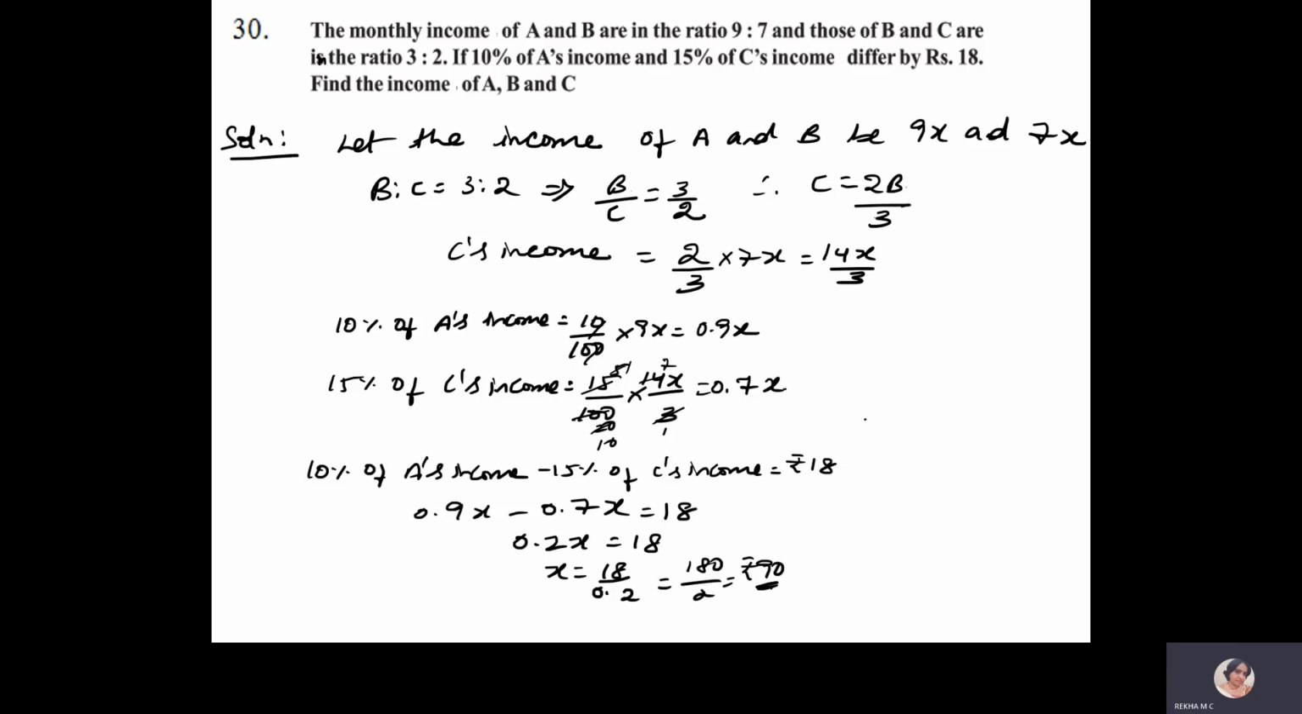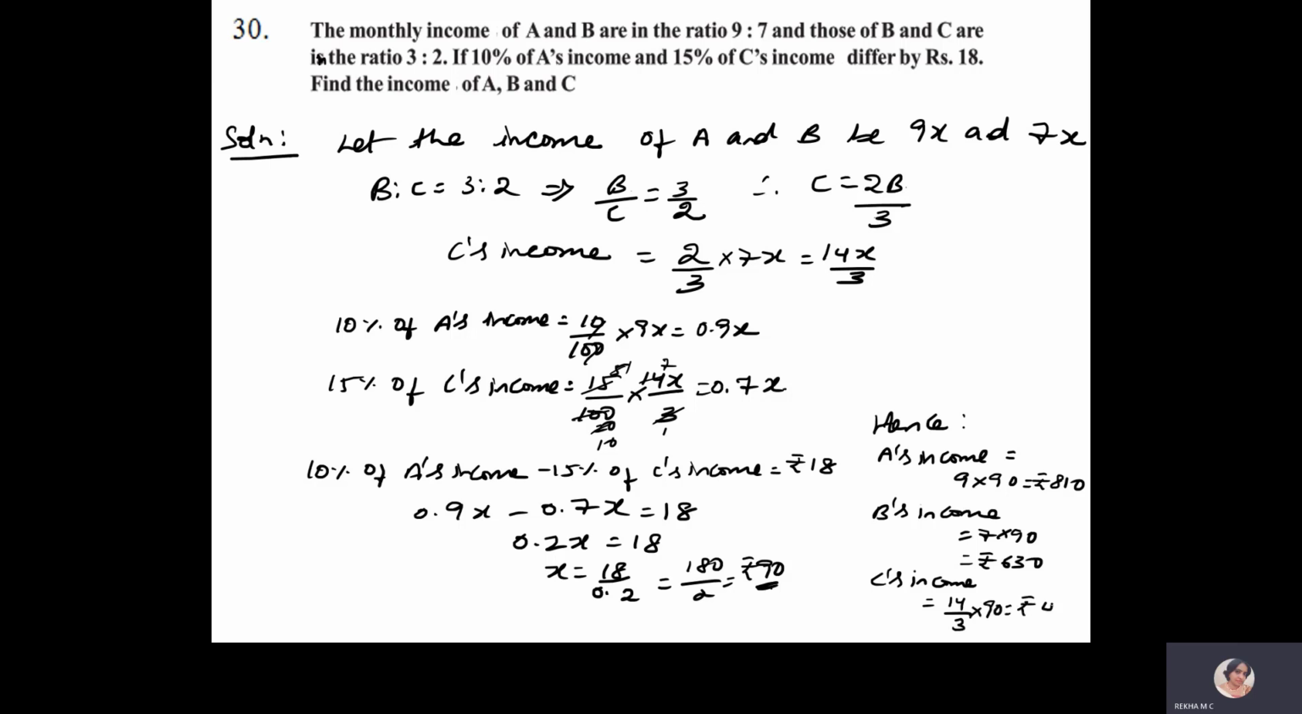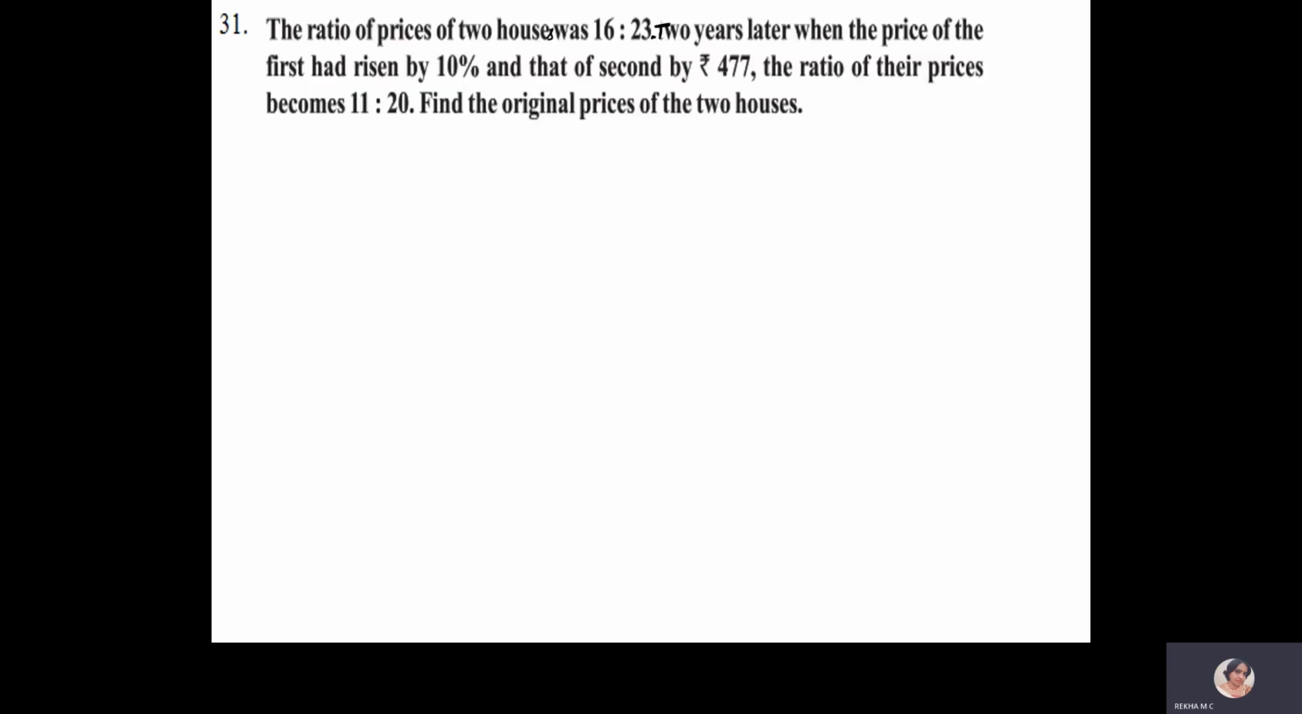So hence A's income is equal to 9 into 90, that is rupees 810. B's income is equal to 7 into 90, that is equal to rupees 630. C's income is equal to 14 by 3 into 90, that is equal to rupees 420. Next question.